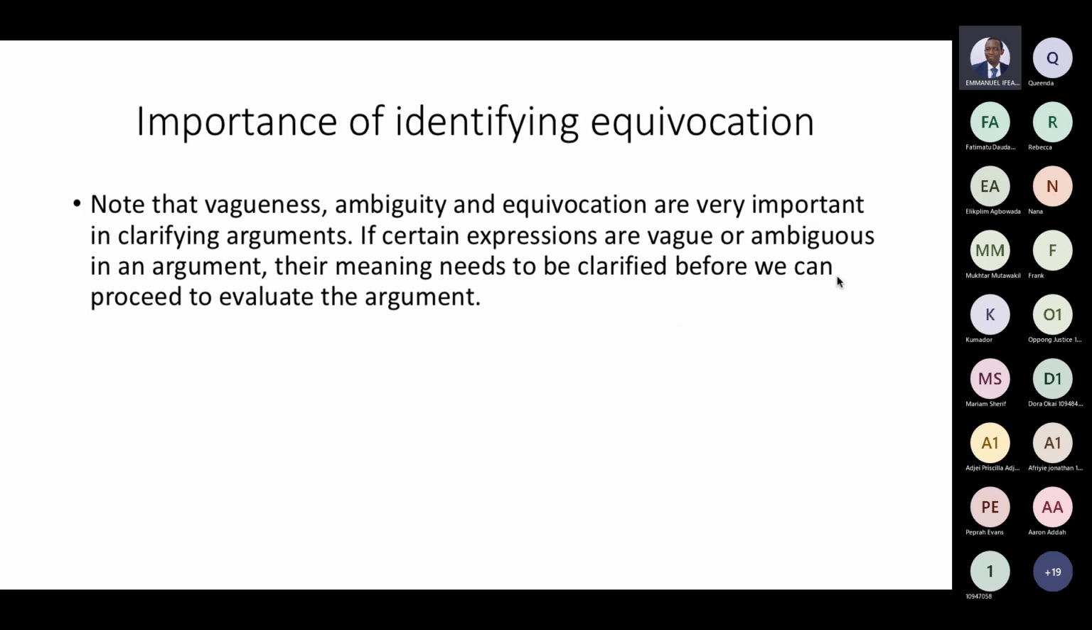Importance of identifying equivocation. Now note that vagueness, ambiguity, and equivocation are very important in clarifying arguments. If certain expressions are vague or ambiguous in an argument, their meaning needs to be clarified before we can proceed to evaluate the argument. So like I was saying, these problems would not really allow you to reason about the passage. You have to attend to them first, clarify them before you can even make use of a sentence or a passage in logical reasoning.